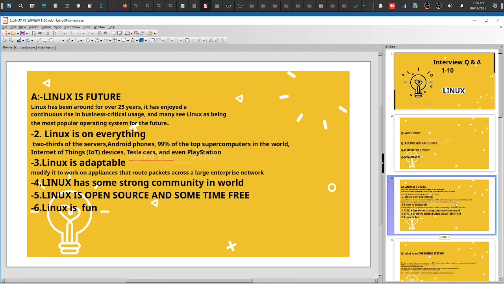There are so many gaming platforms, such as PlayStation 5, that are based on Linux. Apart from that, it is adaptable. It can be used for a small organization or a large enterprise network, since even the small form of Linux can be adapted everywhere. Another very important point is that it has a strong community in the world.